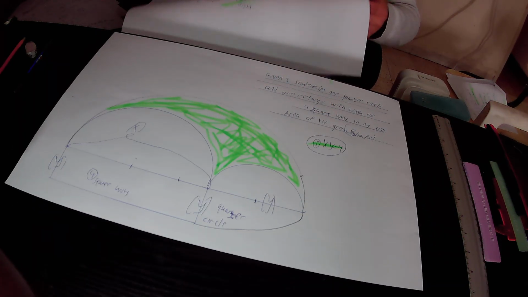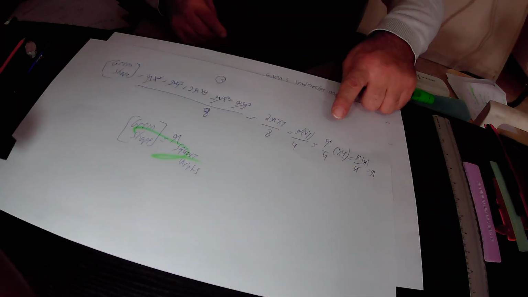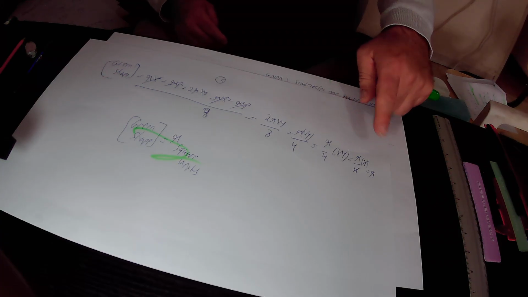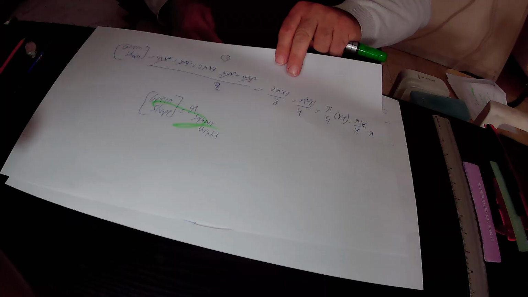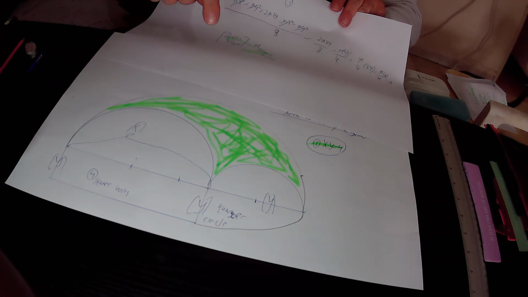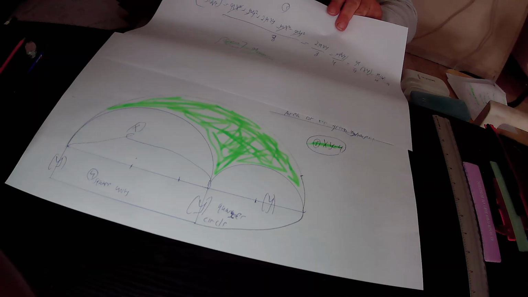xy is 4, so we substitute xy by 4 and find that the area of the green shape, that is the area we are looking for in this question, is equal to pi times 4 over 4. We have 4 in the numerator and 4 in the denominator, so the 4s cancel, and we are left only with pi. So the area that we are looking for in this question, that is the area of this green shape, is equal to pi. Okay, thank you very much.